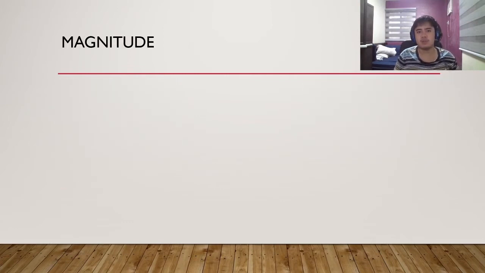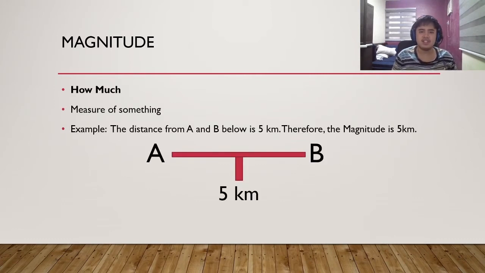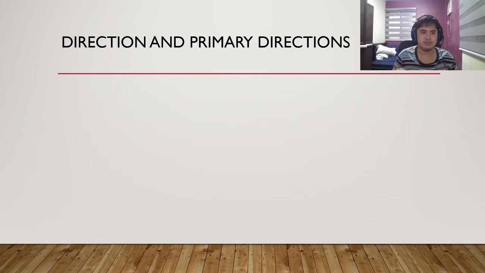Now, let's discuss magnitude, the thing that both scalar and vectors have. It answers the question how much, and it's basically the measure of something. For example, the distance from A to B below is 5 kilometers. Therefore, we can say that the magnitude is 5 kilometers.